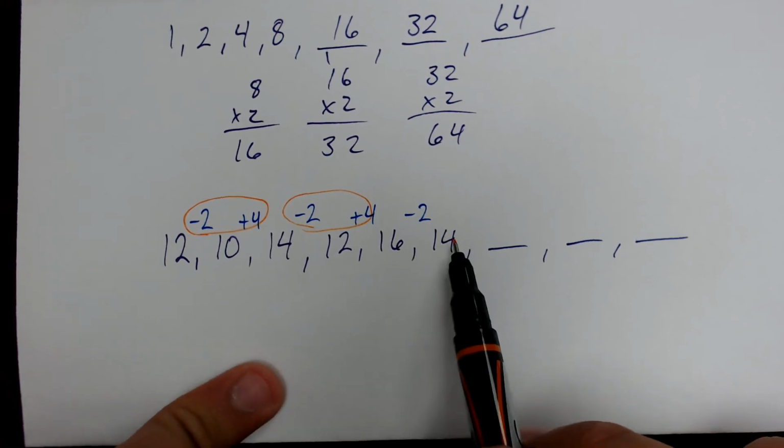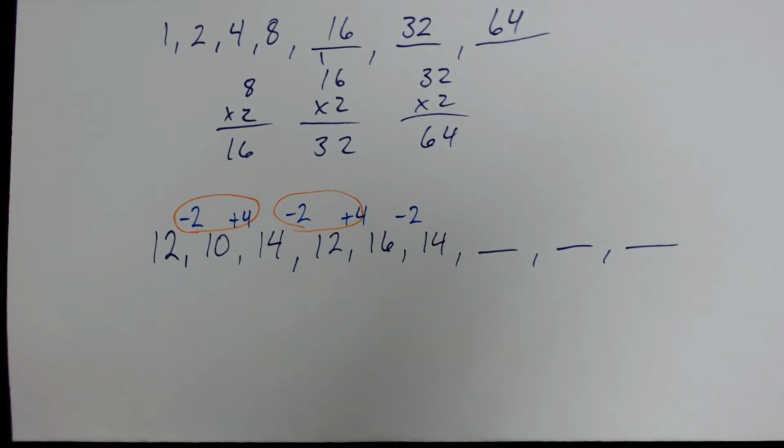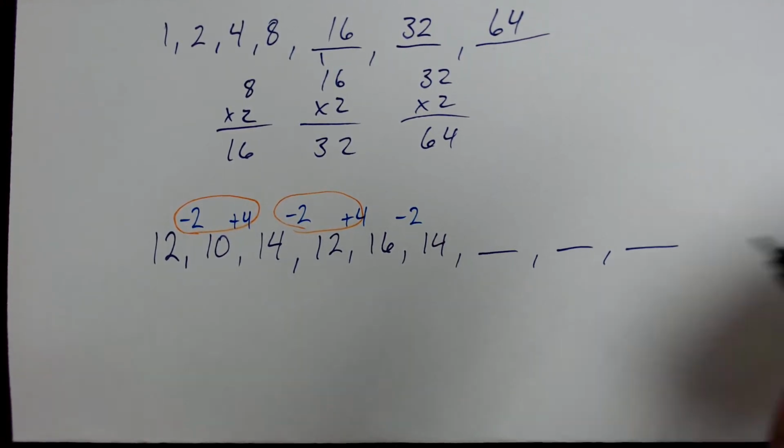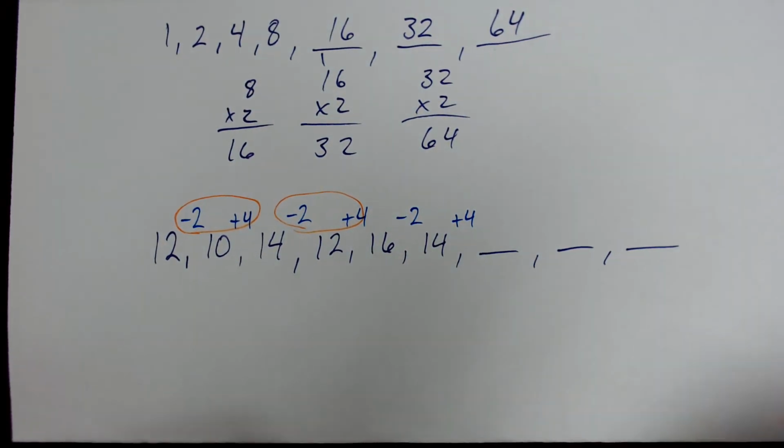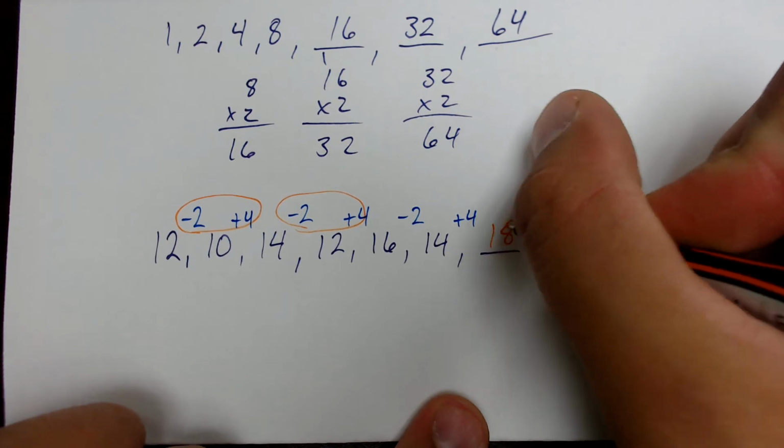So to find the next number, we have to figure out where we are in the sequence. We just subtracted 2, so for the next number, we would have to add 4. So we'll take 14. If we add 4 to 14, we get 18. So that'll be our next number.